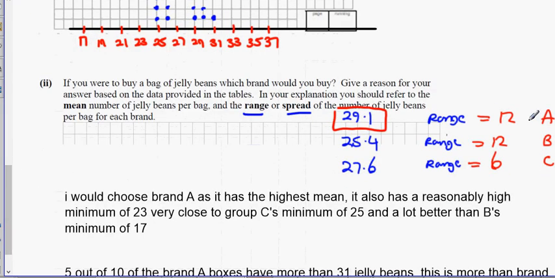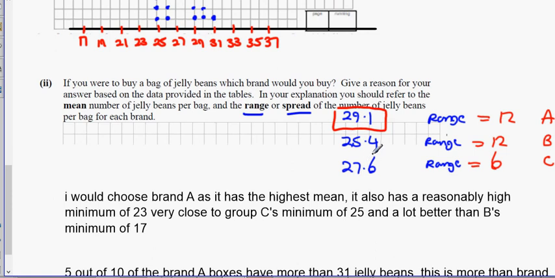Repeat this procedure for brand B and brand C. You will get the following. Brand A is a mean of 29.1. Brand B is 25.4. And brand C is 27.6. Next thing I'm going to do is I'm going to get the range.